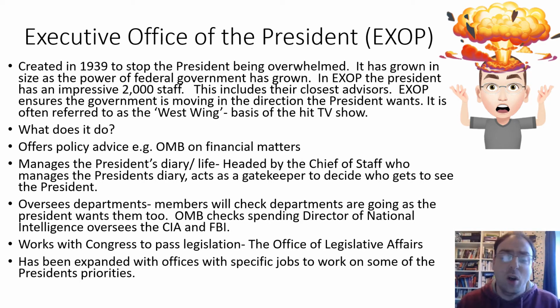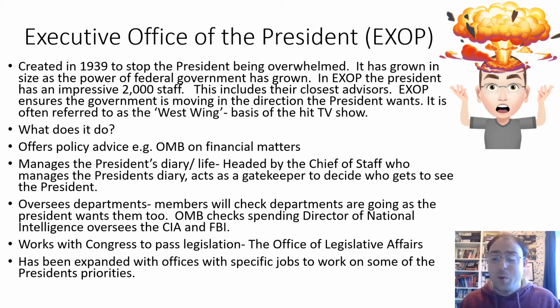Another part of EXOP's key job is to work with Congress to actually pass legislation. Again, in the increasingly partisan era of American politics that we're in, this has become a more and more difficult task. If you've watched things like The West Wing or House of Cards, you might see dramatic versions of this, where the president and his team work with various members of Congress to see if they can get a bill passed. A lot of this work is formally done through the Office of Legislative Affairs.